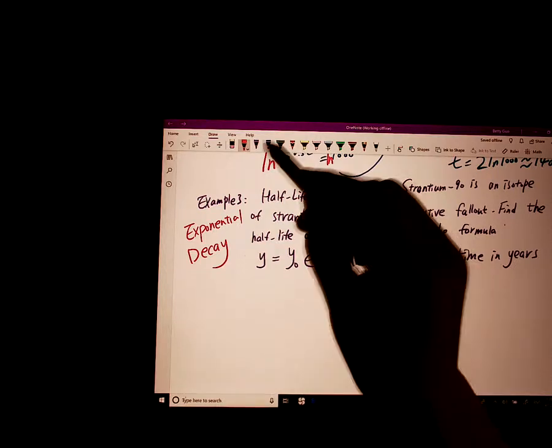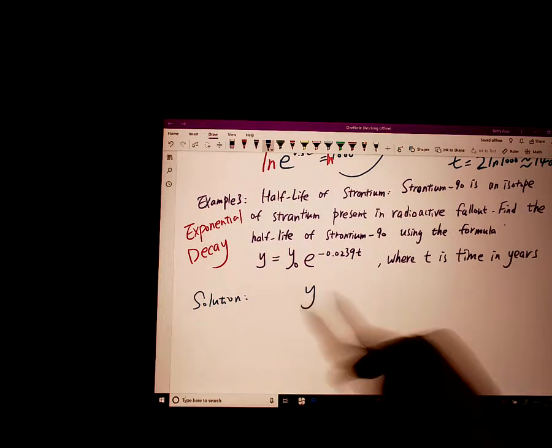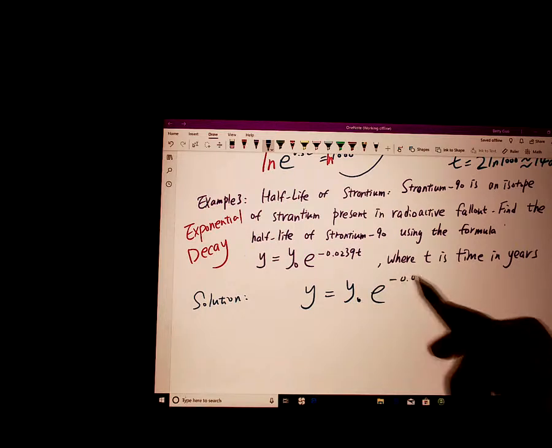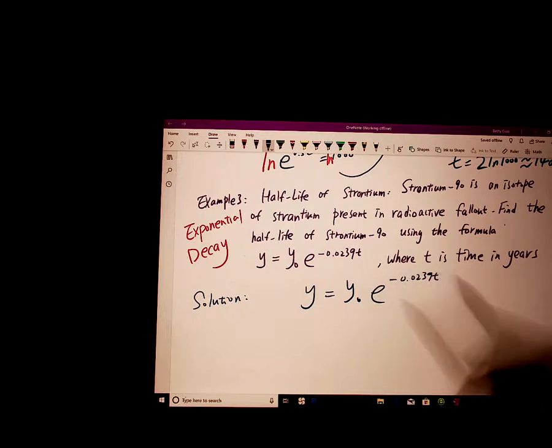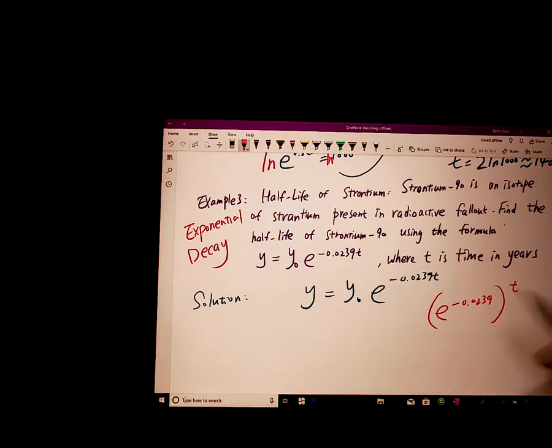So let's see the formula here. y equals y sub 0 e to the power of negative 0.0239 t. Let me explain. Why do we have an exponential decay here? Why is it decreasing? Let me rewrite this part. e to the power of negative 0.0239 to the power of t. So that actually is 1 over e to the power of 0.0239.